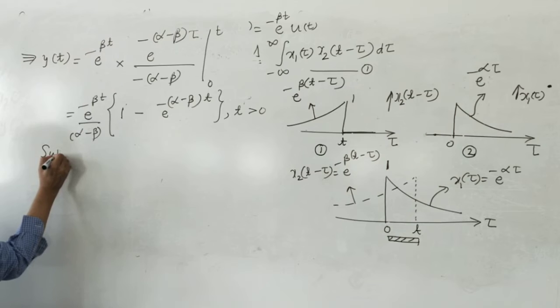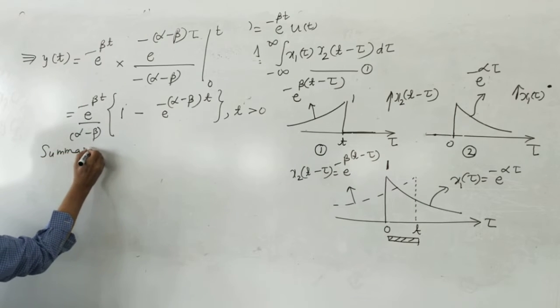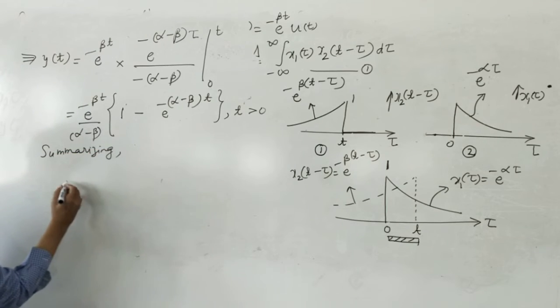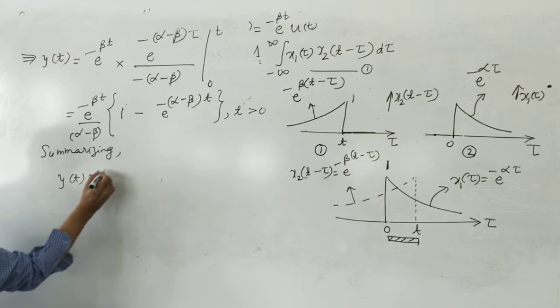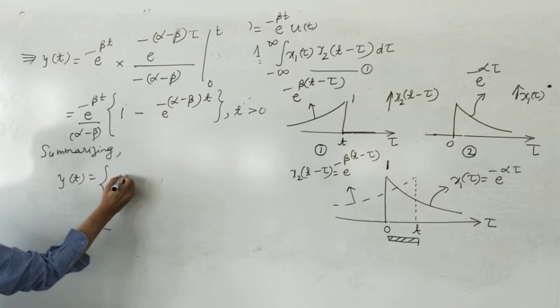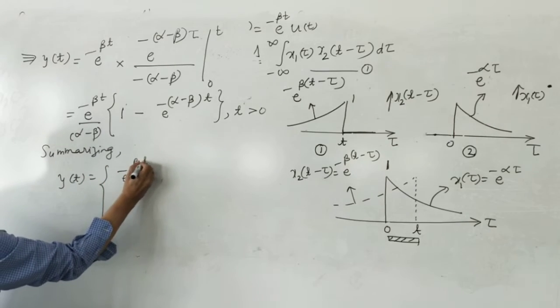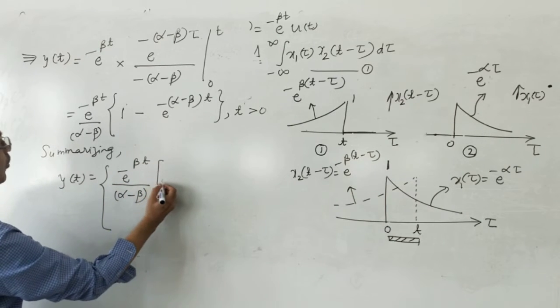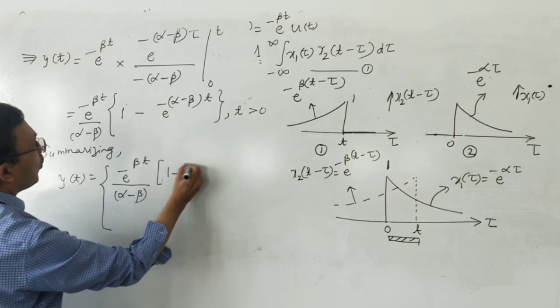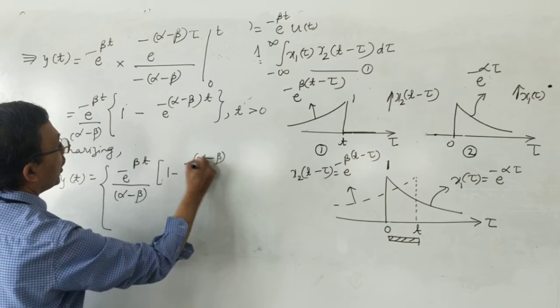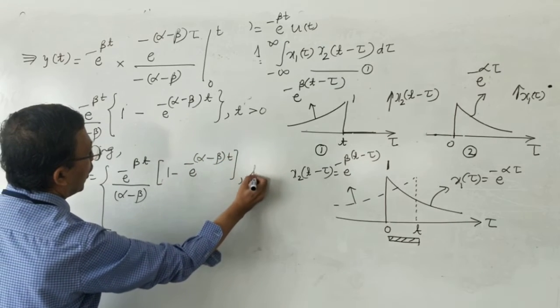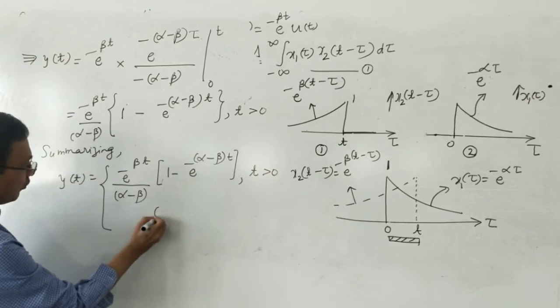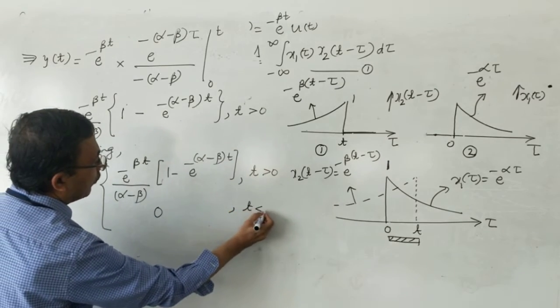Summarizing, see y of t equals, please watch, e to the power minus beta t divided by alpha minus beta into 1 minus e to the power minus alpha minus beta into t. This is for t greater than 0, 0 for t less than 0.